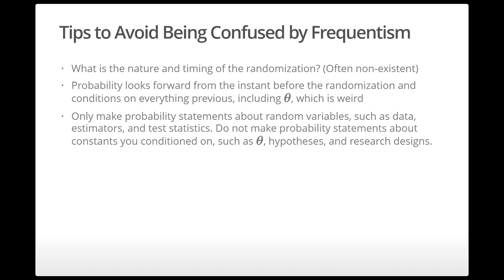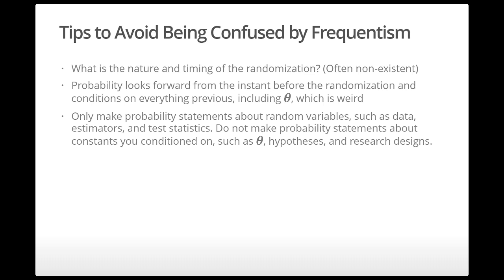Next tip: only make probability statements about random variables, namely data or functions of data, such as estimators, which are functions of data, and test statistics, which are usually functions of estimators. All of those have probability distributions induced by the randomization mechanism. The data could have been different, in which case the estimate would have been different, in which case the test statistic would have been different.